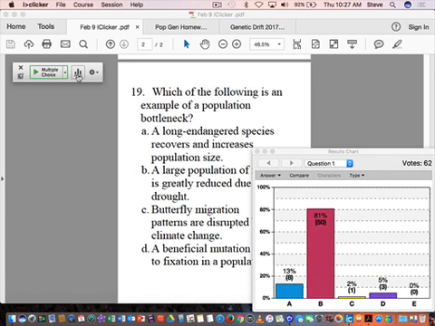Okay. So some people picked A, a long endangered species recovers and increases in population size. That could be the result of a bottleneck, but it's post-bottleneck. It's not really an example of a bottleneck effect. Okay. So that's how I would think about that one. Okay. You want those kinds of questions on the exam? Okay.